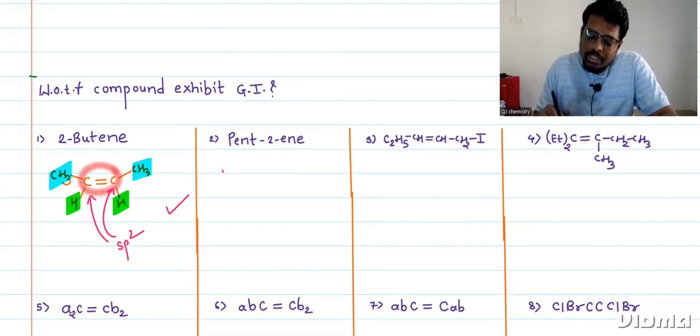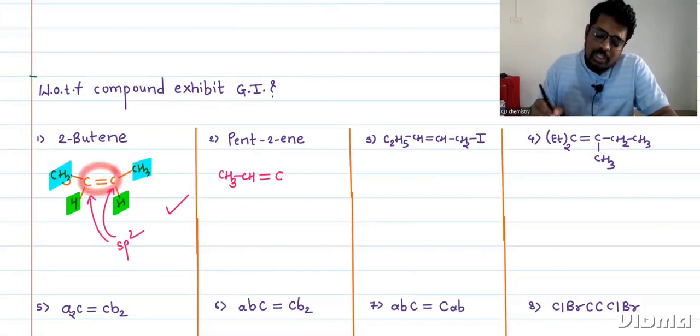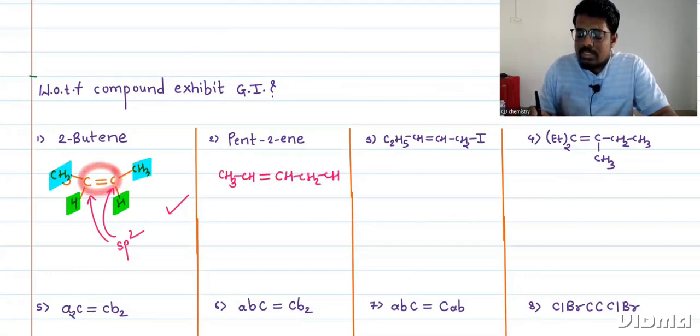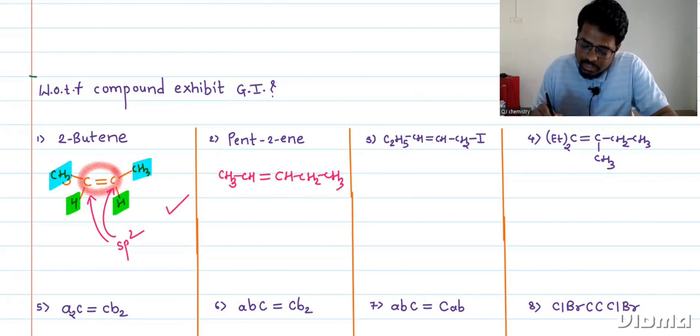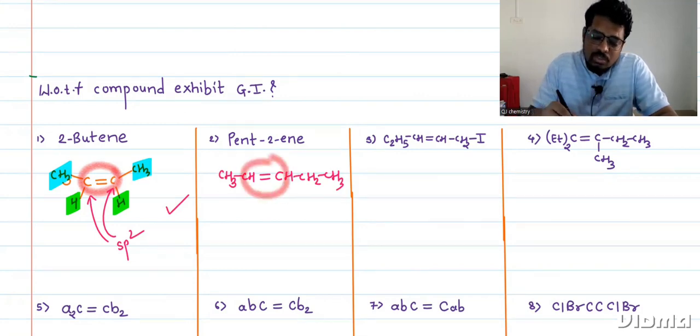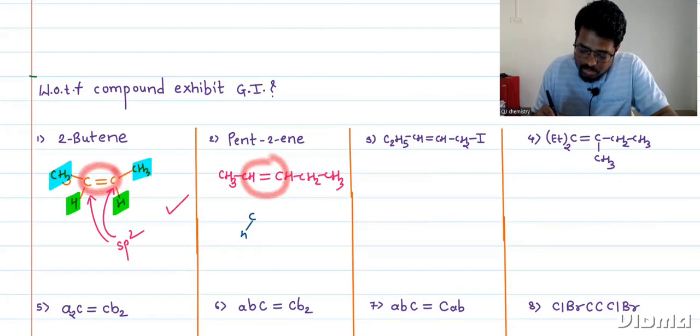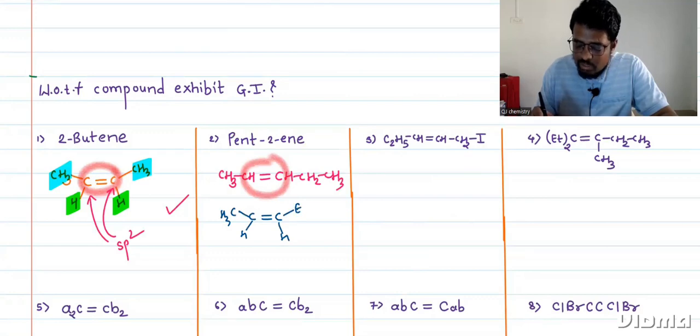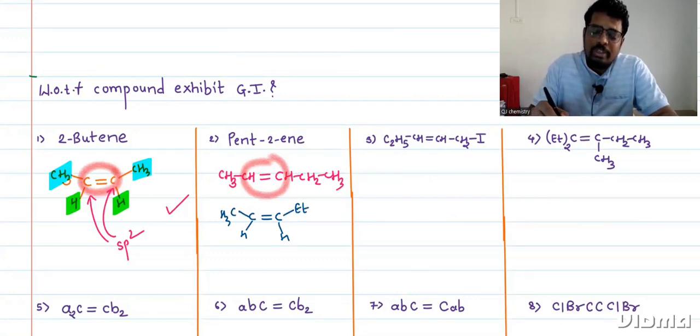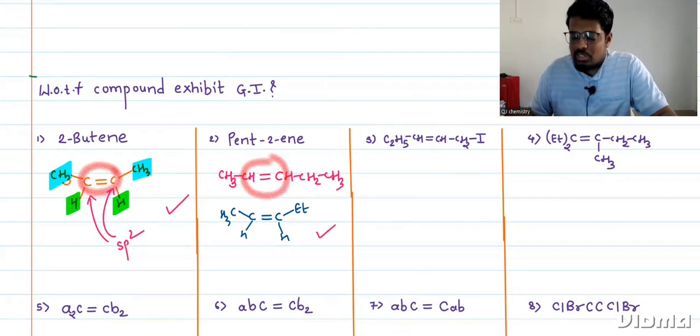Similarly, pentene. In pentene, first draw the structure. Pentene has a double bond between carbon 2 and carbon 3, right? Yes. So this is the structure of pentene. Now in pentene, check whether the groups are the same or different. Around the carbon-carbon double bond, check whether the groups are same or different. On one carbon, a hydrogen and a methyl group are attached, and on the other, a hydrogen and an ethyl group. So yes, all groups are different. So this compound also shows geometrical isomers.